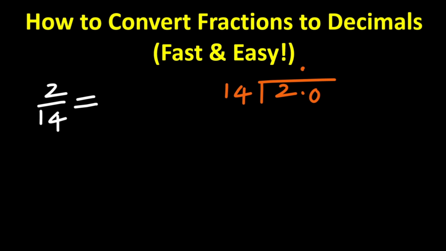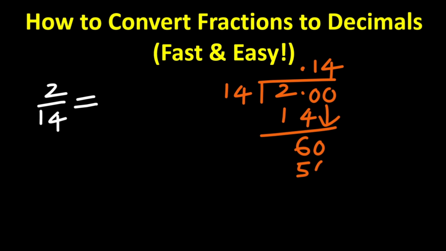And you can divide 14 times 1. That gives you 14. So 20 minus 14. That is 6. And you can add a 0 here. You can bring down that. This becomes 60. 14 times 4 is 56. 60 minus 56. That's going to be 4.